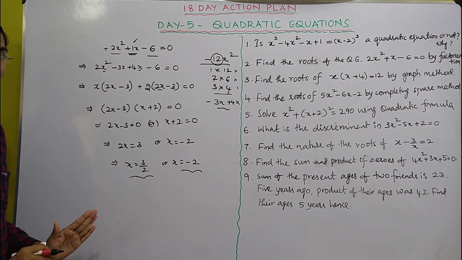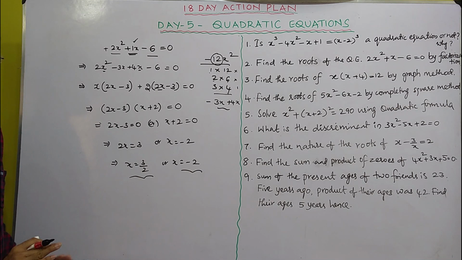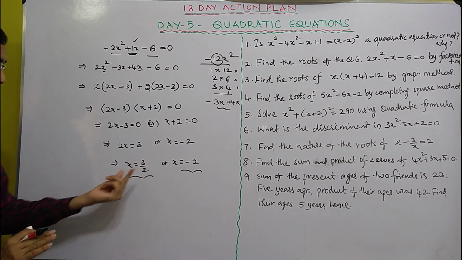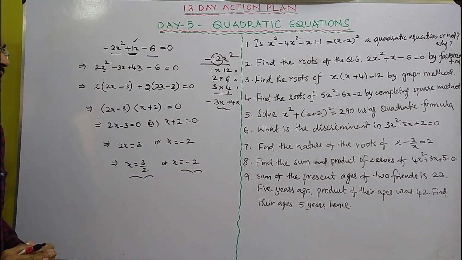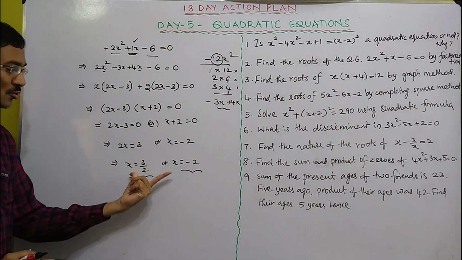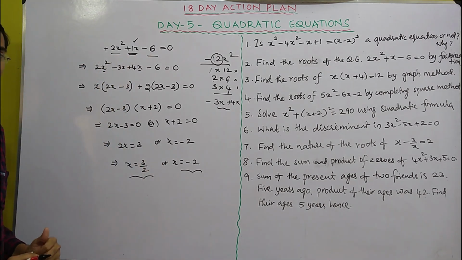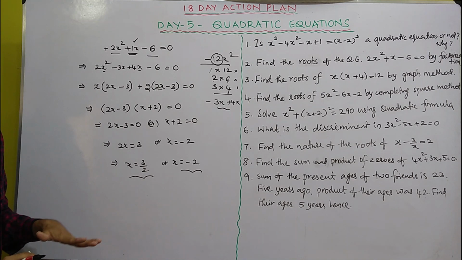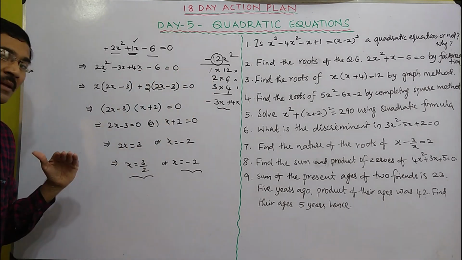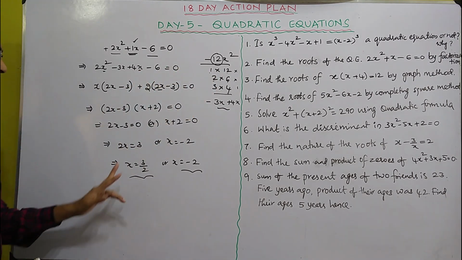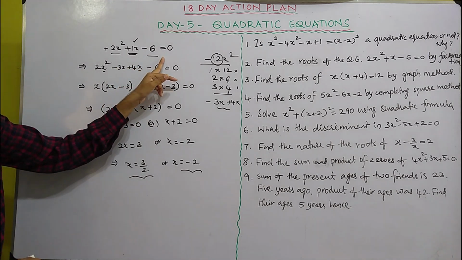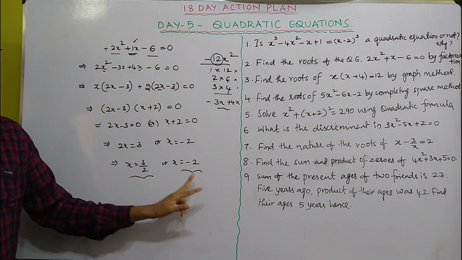Please don't call it a polynomial here. Let us call it a quadratic equation as mentioned in the question. So these two are the zeros of this quadratic equation, or these two are the roots of this quadratic equation. You can call it by any name, but as the roots are asked here, let us name them roots only. Therefore, the roots of the quadratic equation are 3 by 2 and minus 2.